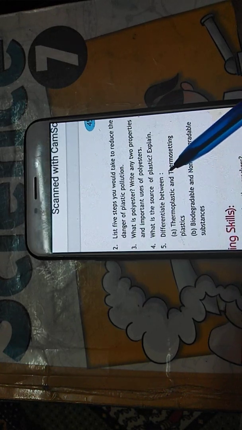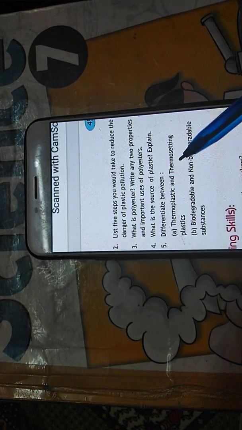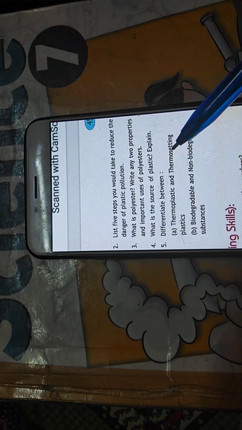Okay. Next question: differentiate between thermoplastic and thermosetting plastics. Again I repeat, you have to write the difference in tabular form. One side thermoplastics, second side thermosetting plastics. In the first point you can write their definitions. In the second point you can write their examples.